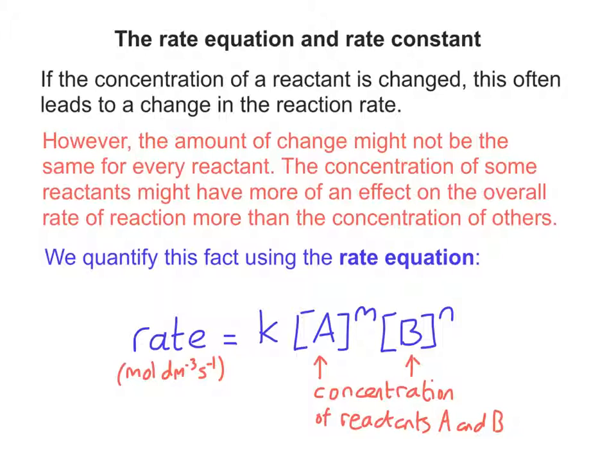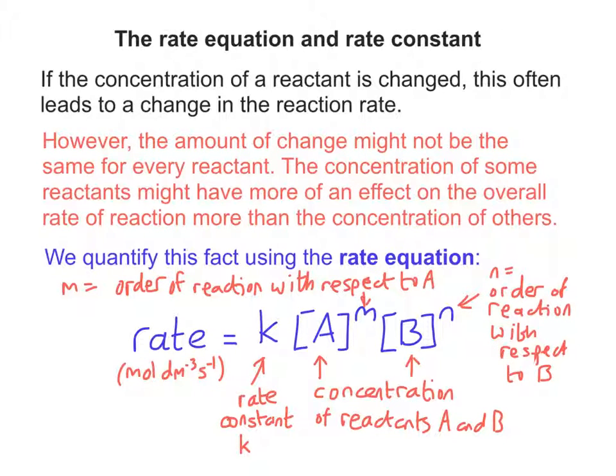You may recall from your work on KC that the concentration of something is signified by putting it in square brackets. So this is the concentration of reactants A and B that we've got here. So K represents the rate constant, and M and N are the powers to which the concentrations of the reactants are raised. This is called the order of reaction with respect to that reactant.